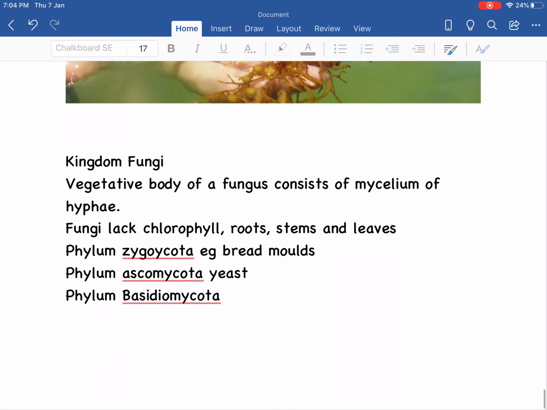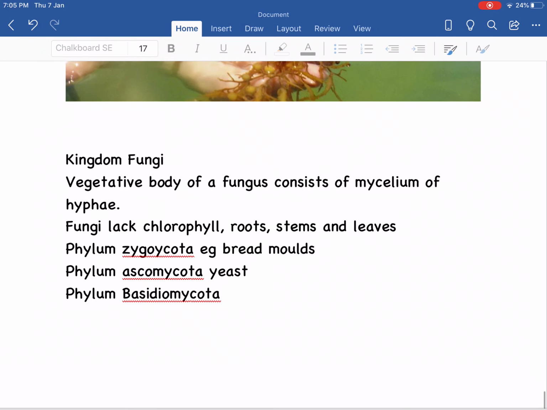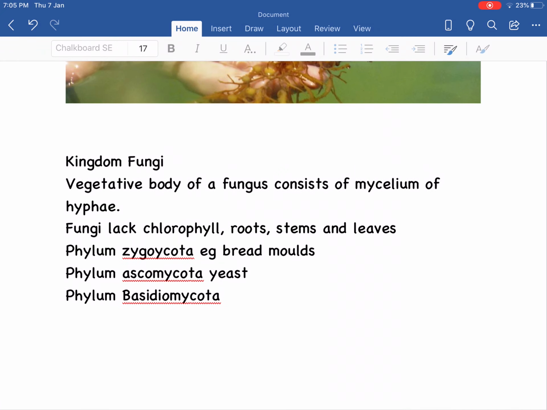Okay. I move to the kingdom Fungi. The kingdom Fungi lacks chlorophyll, roots, stems, and leaves. There are three phyla under the kingdom Fungi. Phylum Zygomycota, which are usually the bread molds. What happens to your bread if you leave your bread overnight? Phylum Ascomycota, usually they are the yeast. Yeast are considered as fungi. And phylum Basidiomycota, they are the mushrooms. Mushrooms are under the kingdom Fungi.